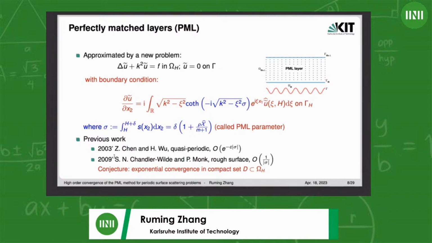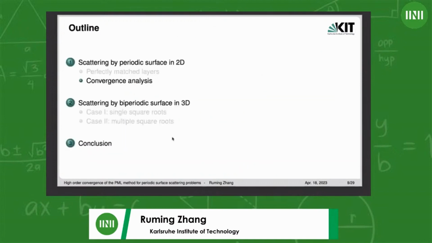And in 2009, in this paper, for a general rough surface problem, they proved that the convergence is 1 over sigma. So you can see that this convergence is really not that fast. But in their paper, they made a conjecture that actually in any compact subset D of omega h, the convergence is exponential. So this made me curious about the result, and that is also the motivation of my work.